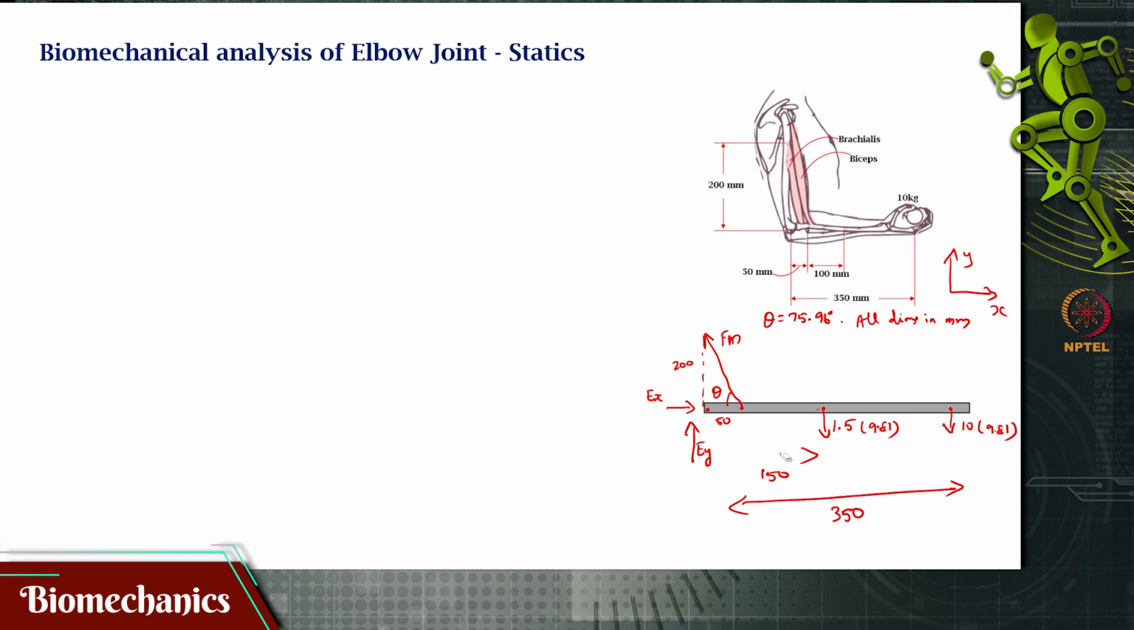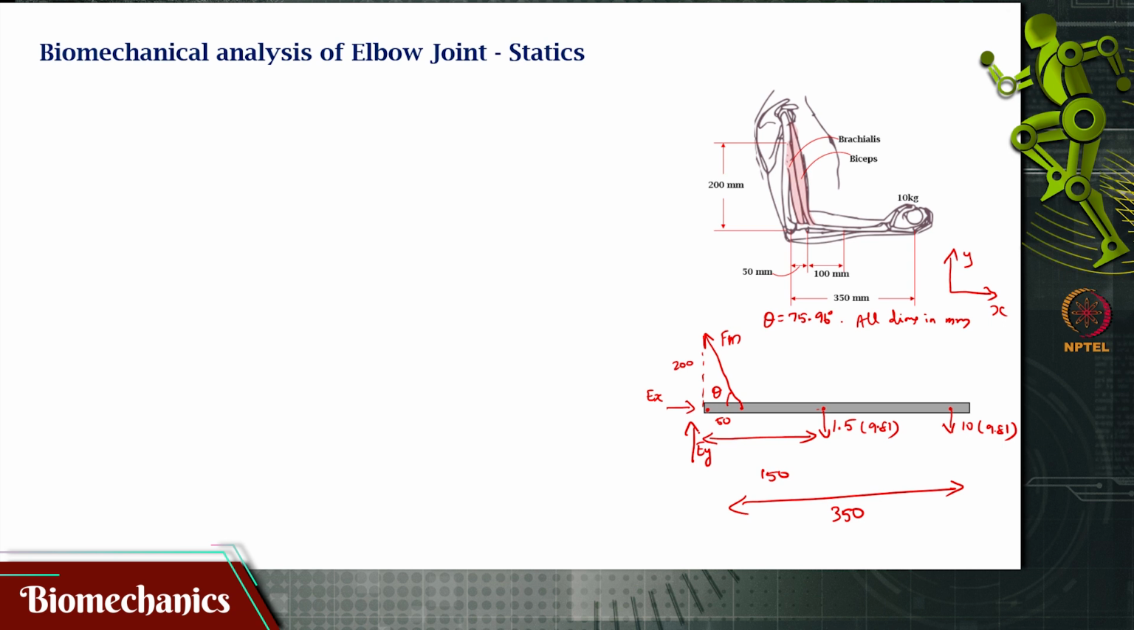I mean this distance is, when you say 150, I am talking about the distance from the elbow joint. For clarity, it is not the distance from the point of insertion. The total distance from the elbow joint to the forearm center of mass is 150 mm. Let us be clear about that. 150 mm is the total distance.